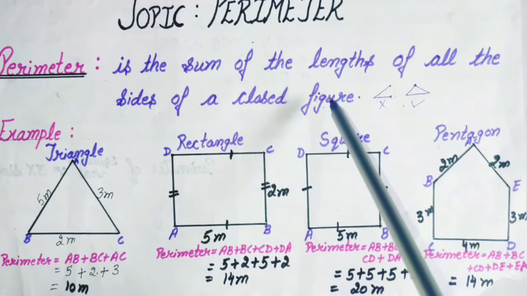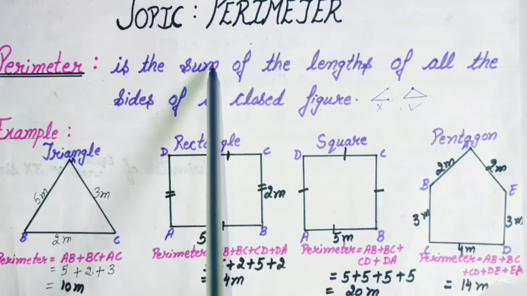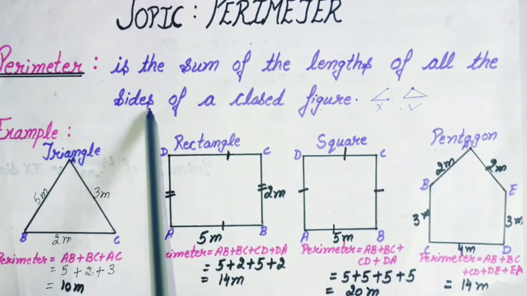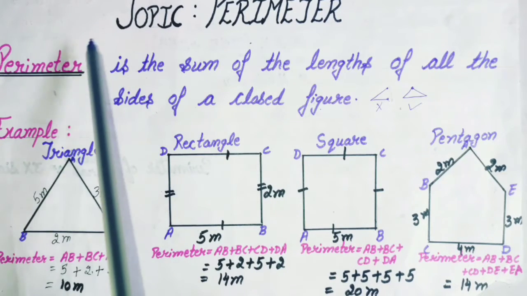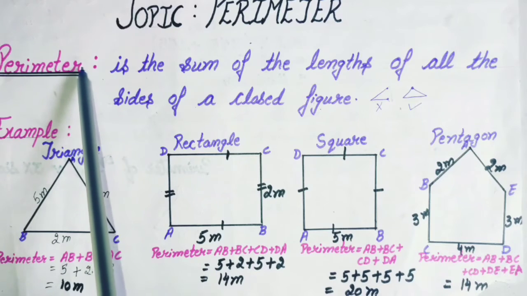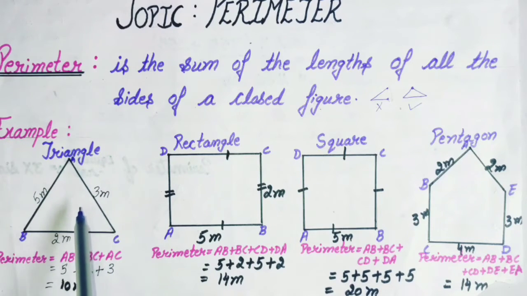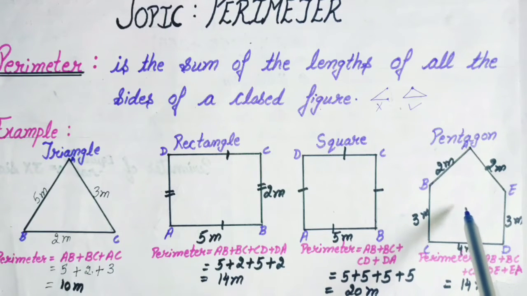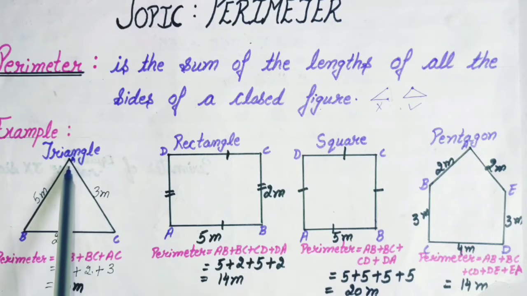Clear? Now the perimeter is sum. Sum means plus. We have to add the lengths of all sides of the closed figure to calculate the perimeter. Right? See here, there are many closed figures: triangle, rectangle, square, pentagon and many more. Right? So let's discuss the perimeter of the triangle. This is my closed figure. First of all, we have to ensure whether my figure is a closed figure or an open figure. Yes, it is a closed figure.